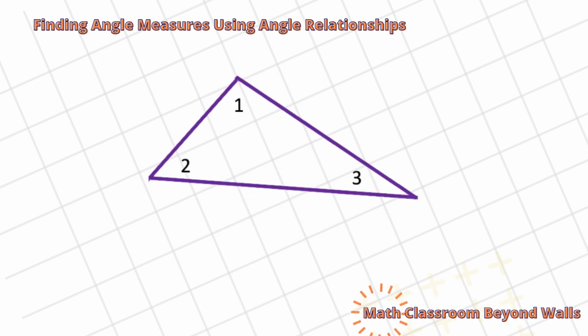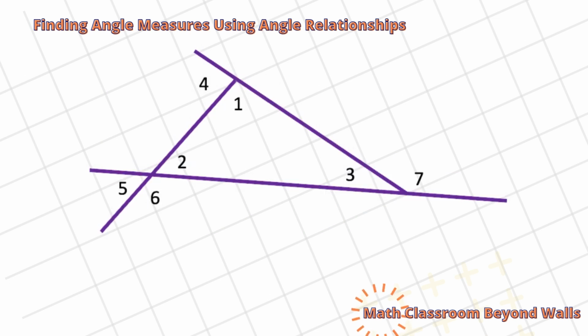We will extend some of its sides like this. What do you observe this time? Okay, so extending the sides of a triangle creates different types of angle pairs. Recognizing the types of angle pairs together with the relationships and the Triangle Sum Theorem will help you solve a lot of math problems with ease.